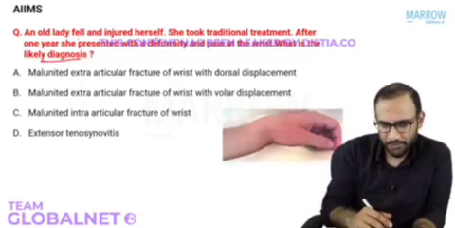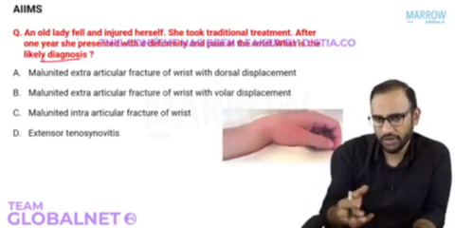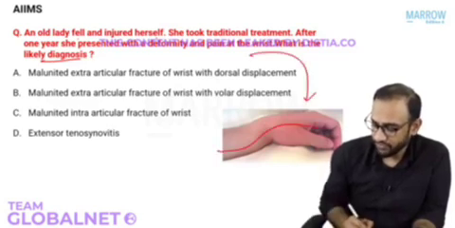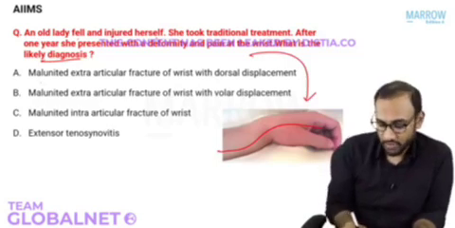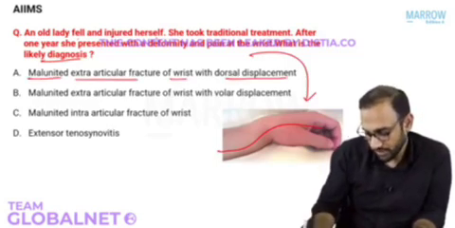So there was a fall, there was a fracture. She took conventional traditional treatment as in quack or Gerra or whatever. And now she has come to you with this deformity. What is this classical deformity? This is a dinner fork deformity, suggesting it must have been a Colles fracture. So it's a malunited extraarticular fracture of the wrist with dorsal displacement.